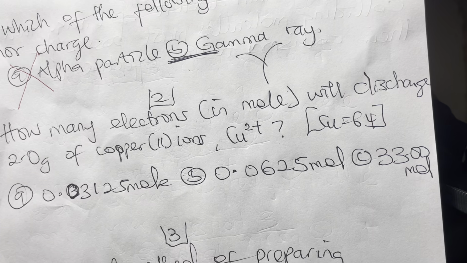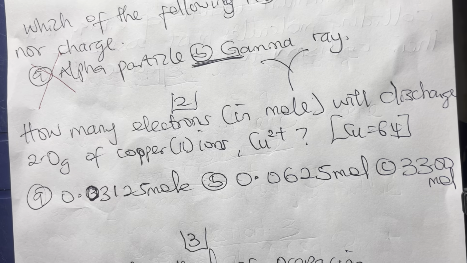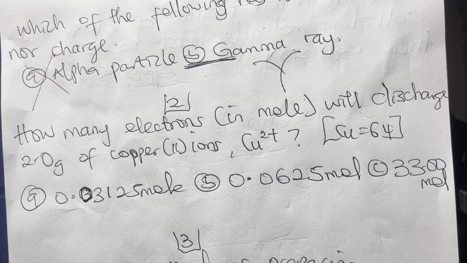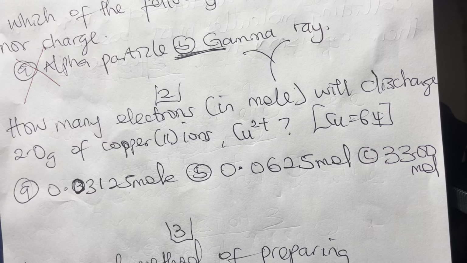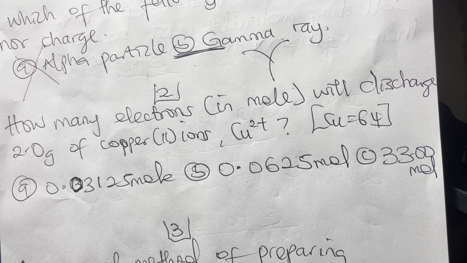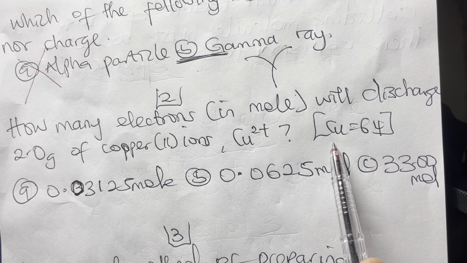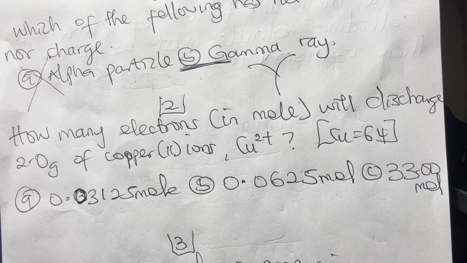Question 2 that the student can remember says: how many moles of electrons will discharge 2.0 gram of copper 2 ion, Cu2+, and we are given Cu equals 64. When I tried to work this, the correct answer here is 0.0625. So the correct answer is this.